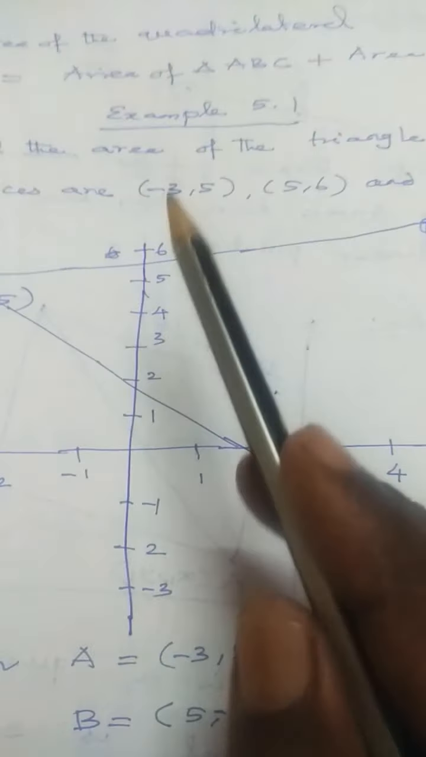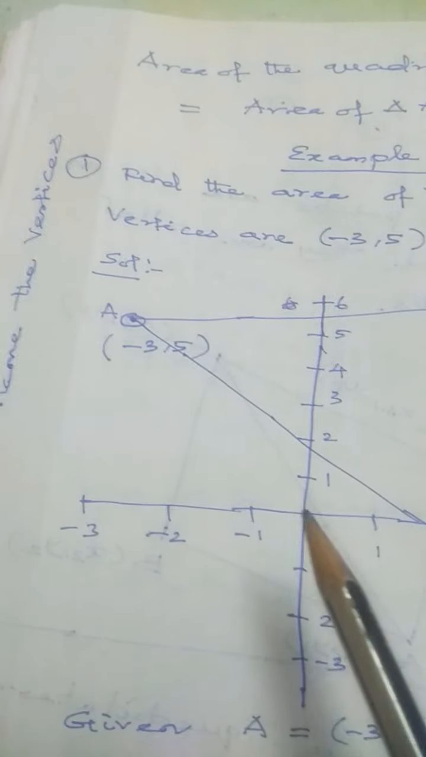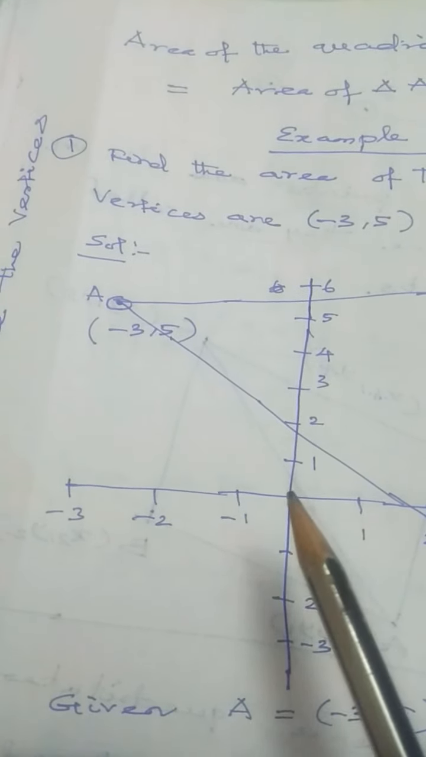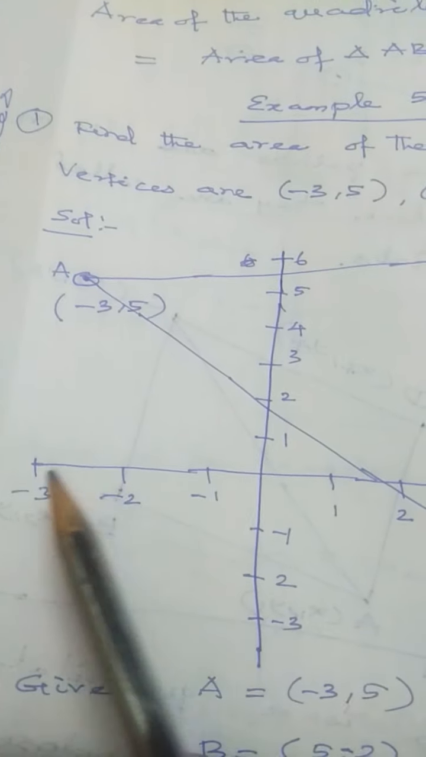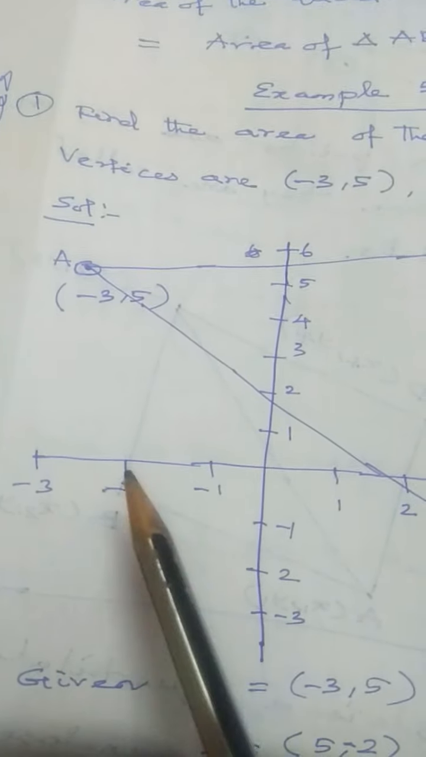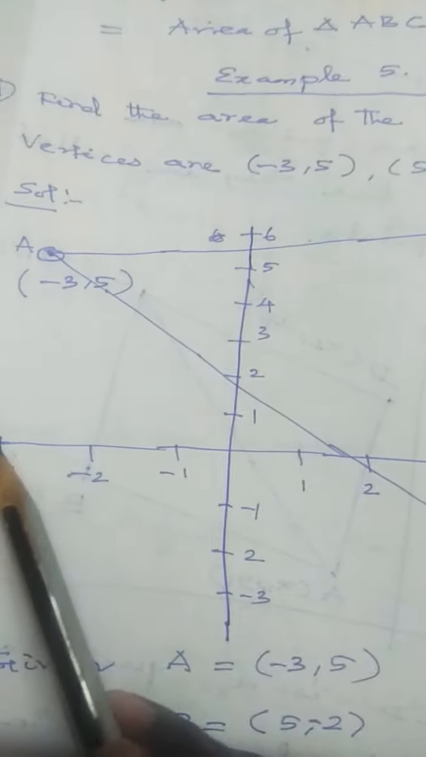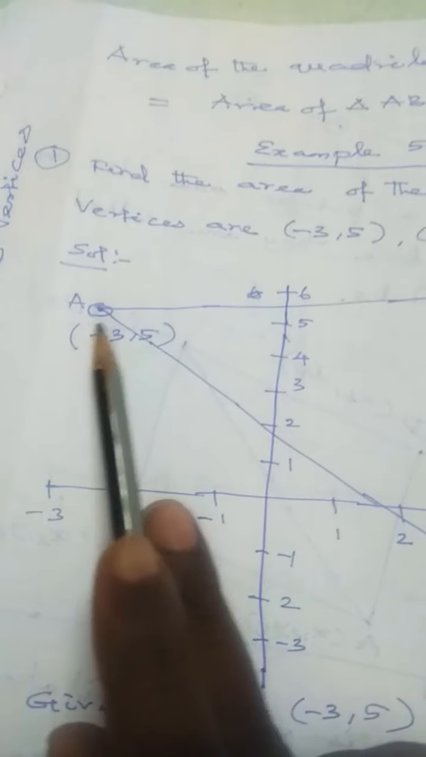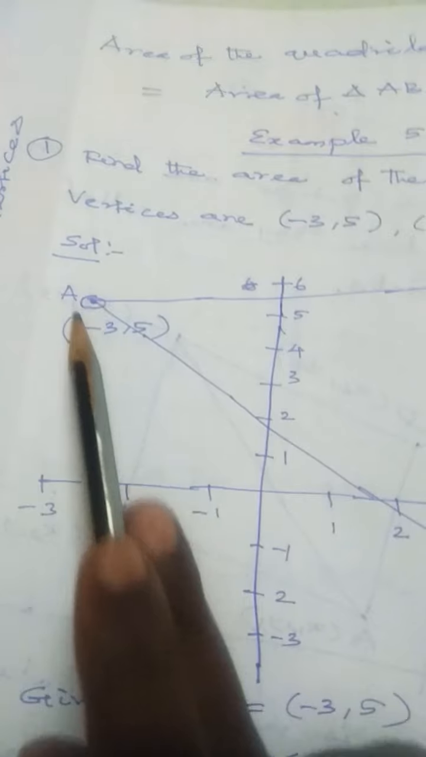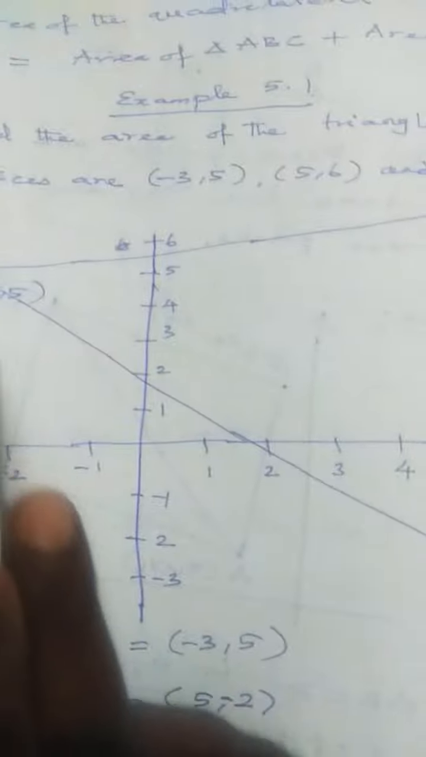Here these are negative numbers. Then you plot this, minus 3, 5. Minus 3 is here, minus 3 on the x-axis; minus is always the left side of the x-axis line: minus 1, minus 2, minus 3. And 5 is plus, therefore you go upwards, then you can plot against this 5, and this is the point A, minus 3, 5. Similarly, you can plot these points. Other points also, you know how to plot the points.